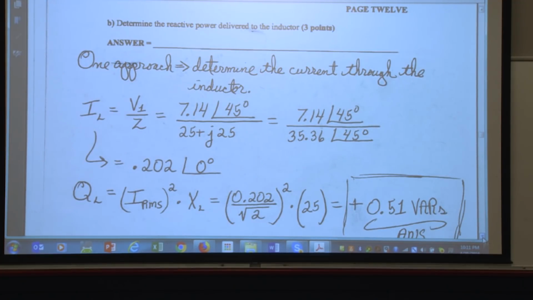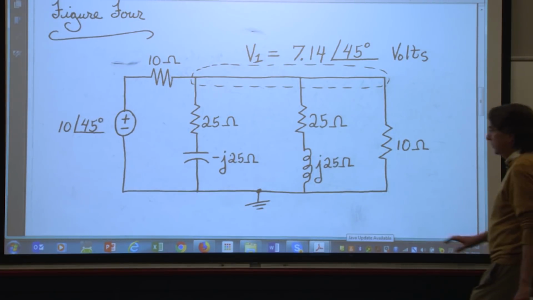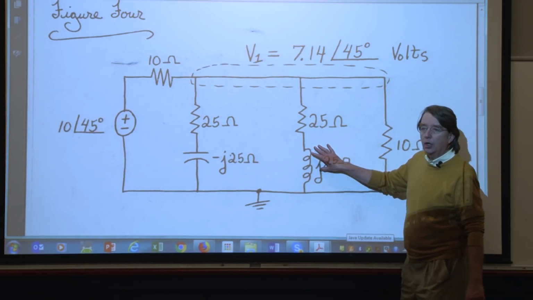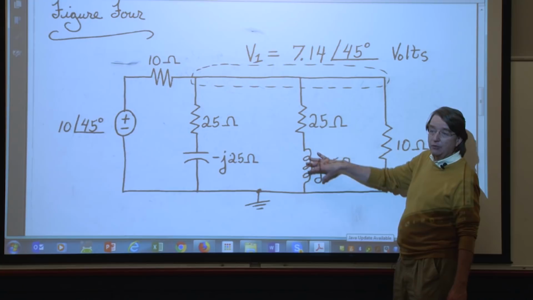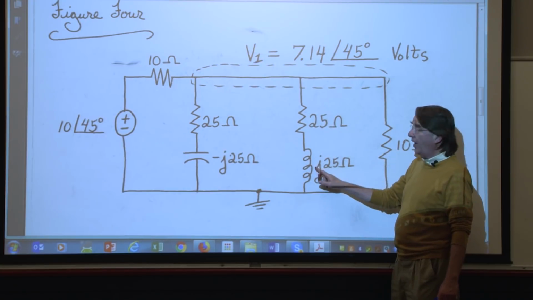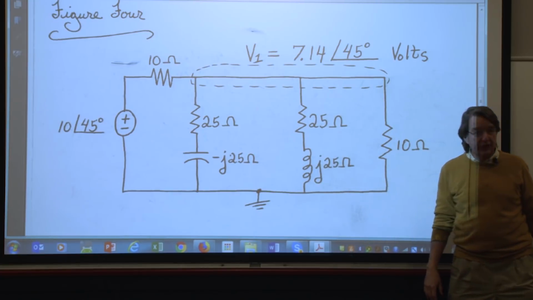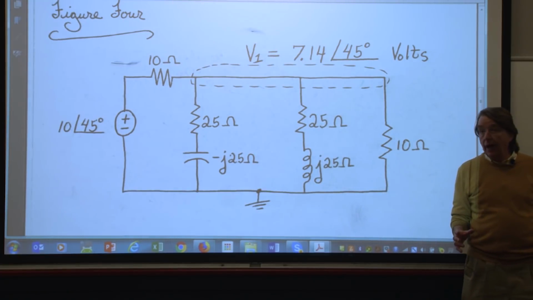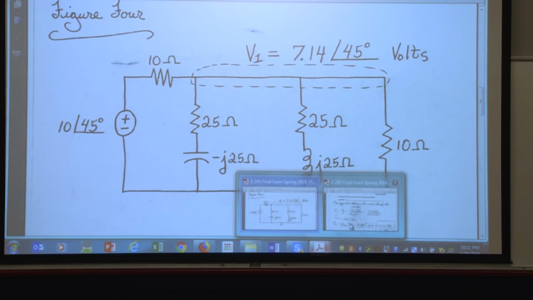Determine the reactive power delivered to the inductor. So let me just go back. The inductor is right here. So what I'm going to do is take V divided by this series impedance, which is 25 plus j25. So this voltage divided by 25 plus j25 will give me the current. I then use I RMS squared times the reactance. So just to go back to that.